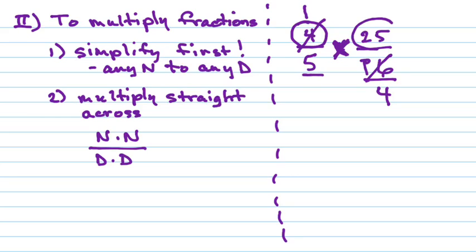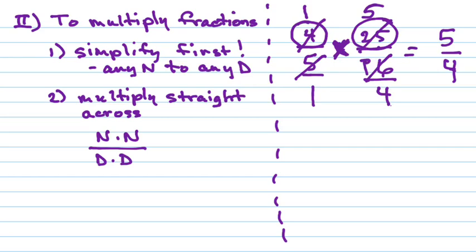Now, the next numerator is 25. 25 and 4 don't have anything in common, but 25 and 5 will both divide by what? 5. 5 divided by itself will leave a 1. 25 divided by 5 is a 5. And now that I've simplified, I'm going to multiply how? Straight across. So 1 times 5 is 5. 1 times 4 is 4. And you end up with 5 over 4. And yes, I want you to leave it as 5 over 4.